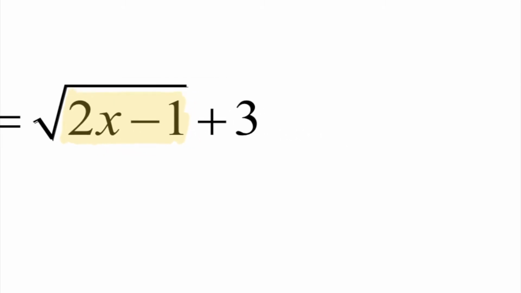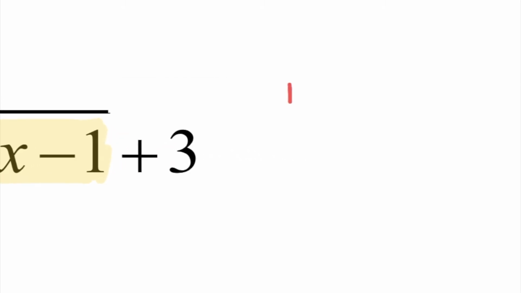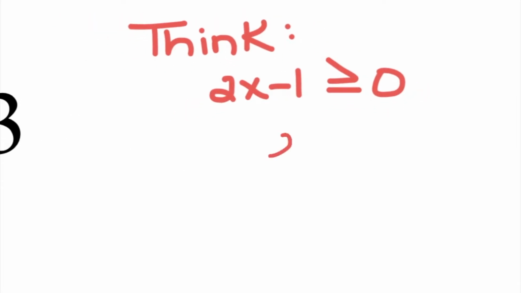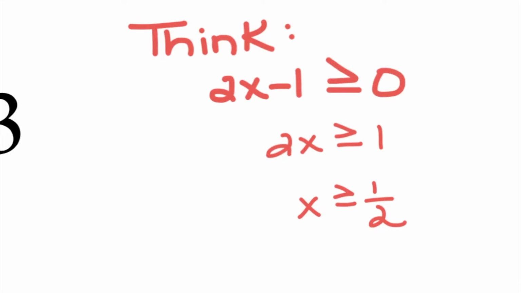And if the inside of that radical is equal to 0, the square root of 0 is just 0. And so all I'm going to do here is say that the inside of the radical, which here happens to be 2x minus 1, has to be greater than or equal to 0. And now I'm just going to solve this equation. So I'm going to add 1 to both sides. And then I'm going to divide both sides by 2. That x has to be greater than or equal to 1/2.